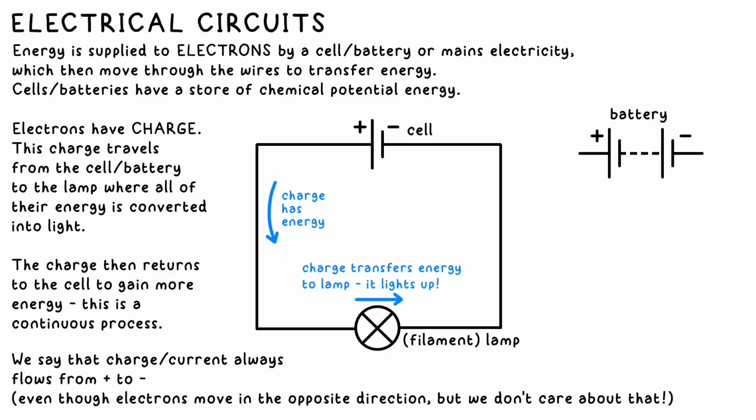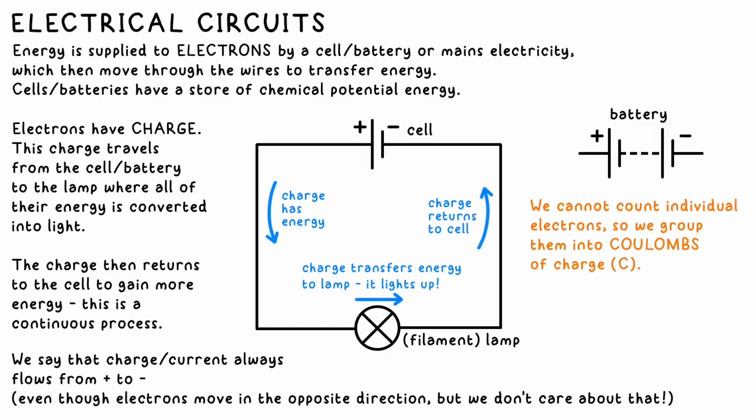But the electrons don't just disappear once they transfer all of the energy to the bulb. As this is one big loop, these electrons are pushed back round to the battery by the ones behind them, where they're refilled with energy ready for another trip around the circuit. This constant flow of electrons transferring energy is what keeps the light bulb on. Because electrons are so small and there are so darn many of them, we don't deal with individual electrons, but instead deal in coulombs of electrons, or coulombs of charge. Similar to moles in chemistry, it's just a specific number, but we don't care what the number in a coulomb is.